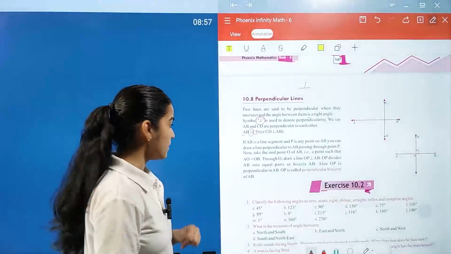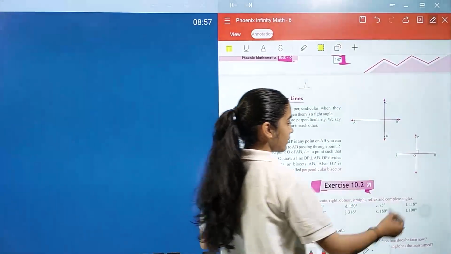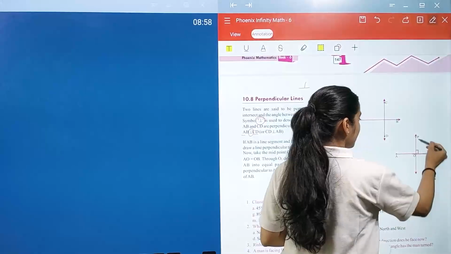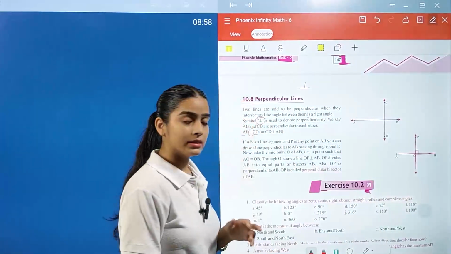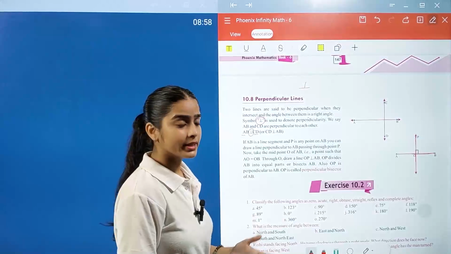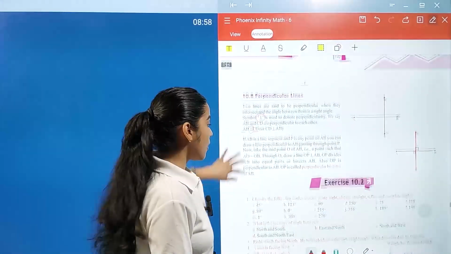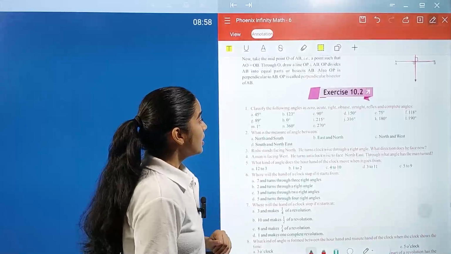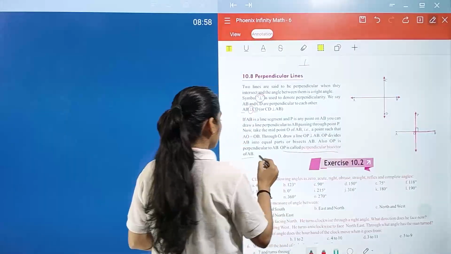If AB is a line segment and P is a point, this is an example: if AB is your line segment and OP intersects this line segment by forming an angle of 90 degrees, it means OP is perpendicular to AB. Now we have our exercise. Or one more thing, OP is a perpendicular bisector of AB.